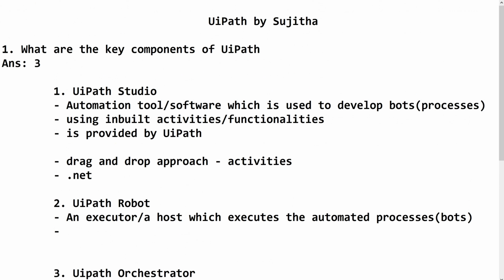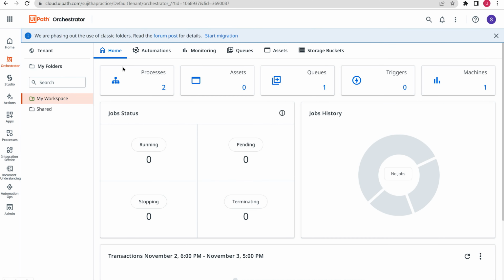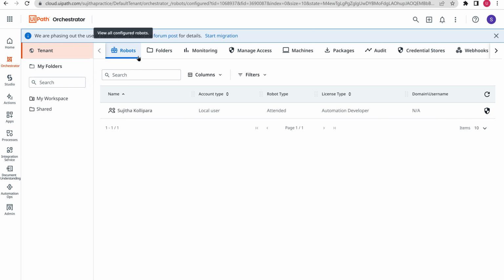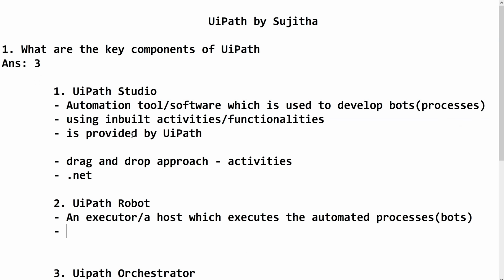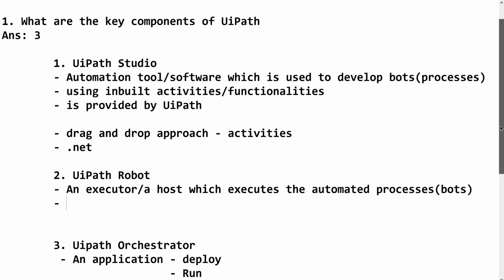I'll show you how the orchestrator looks. Okay, this is the look and feel of the orchestrator. We have multiple tenants, folders, automations, monitoring, and in each folder or tenant we can see robots, machines and all. So don't worry about all this. We'll cover all this in our coming videos. For beginners, just concentrate on these key components, and in depth we can learn from our next videos.